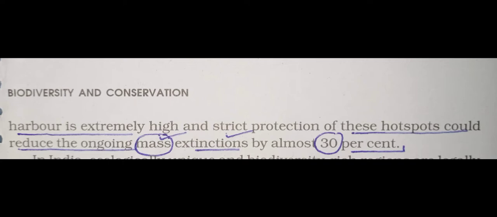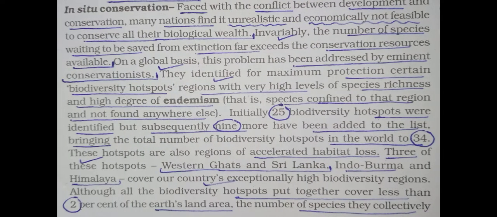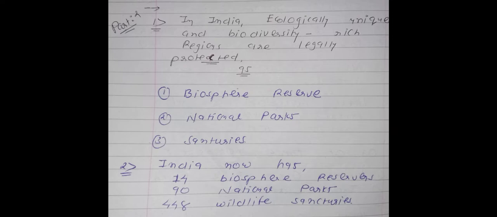You will remember the most important benefit of hotspots: with the help of hotspots, 30% of mass extinction will be stopped. You will also remember this: only 2% of Earth's land area will be covered by all these 34 hotspots. Again, the formula is 25 plus 9 is equal to 34. So part number 1 of this question is completed.